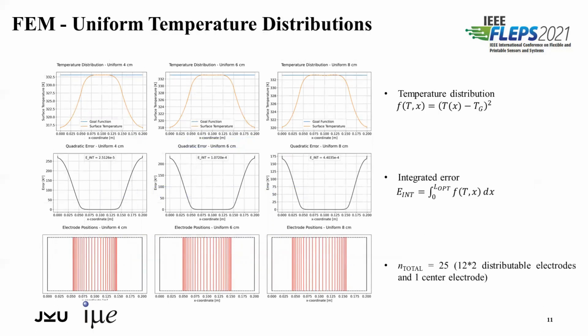This slide shows optimization results for 3 different optimization lengths of 4, 6, and 8 centimeter. The top row shows the temperature distribution along the total substrate width. The center row shows the quadratic deviation from the goal temperature, and always as an inset, you see the value of the total integrated error. And the bottom row shows the distribution of the electrodes to reach this temperature distribution from the top row. We can see here, for each optimization length, the temperature is now homogeneous inside this optimization length. And the total number of distributable electrodes, in this case, was 25 for each optimization.